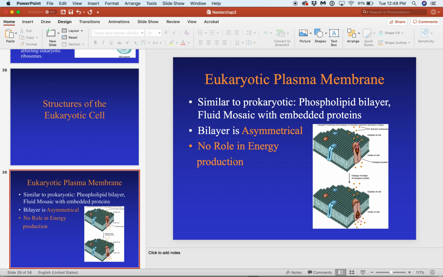All right, the plasma membrane. Yes, the eukaryotes and prokaryotes both have a plasma membrane, but the bilayer is asymmetrical and there is no role in energy production in the eukaryotic cell membrane.